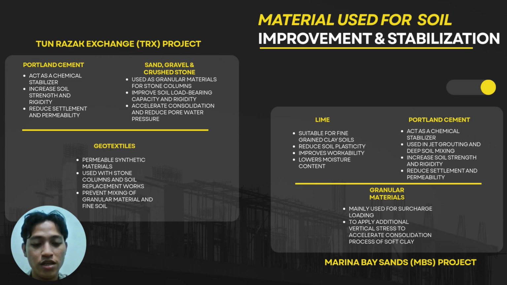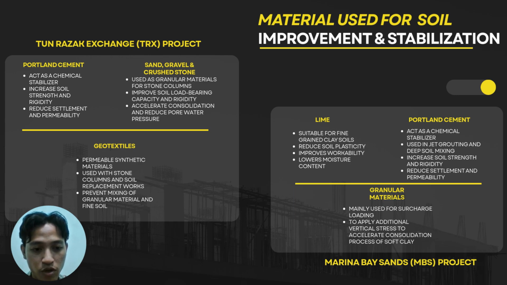The second one is the Marina Bay Sands project. There are three materials used also. The first one is lime. It is suitable for clay soils. It reduces soil plasticity, improves workability, and lowers moisture content.